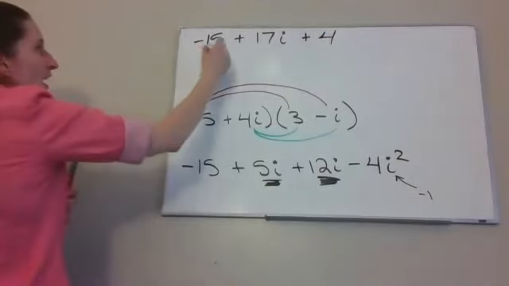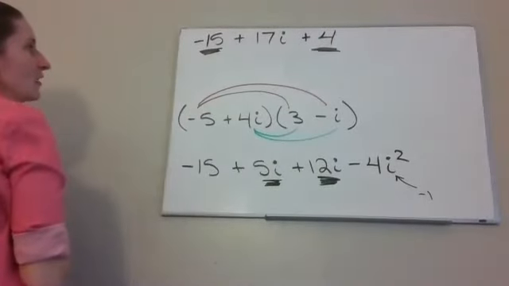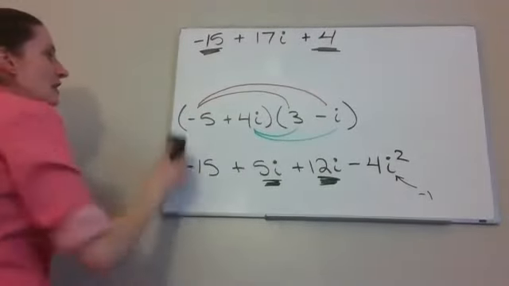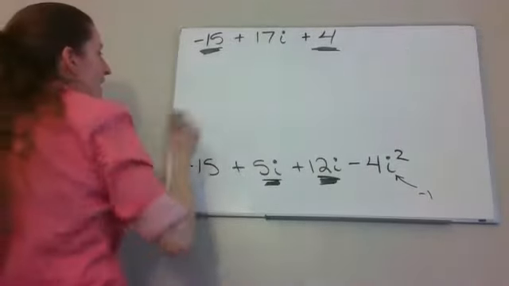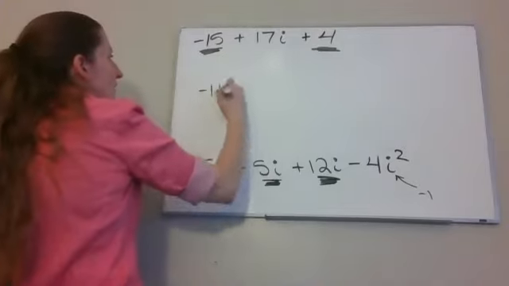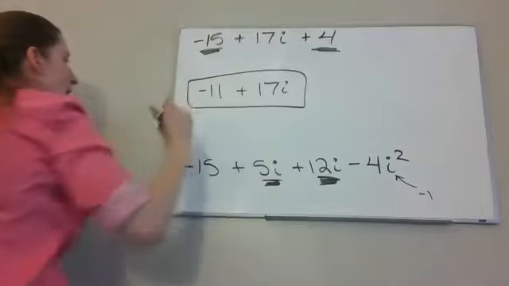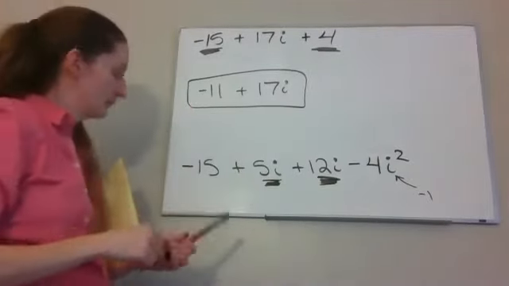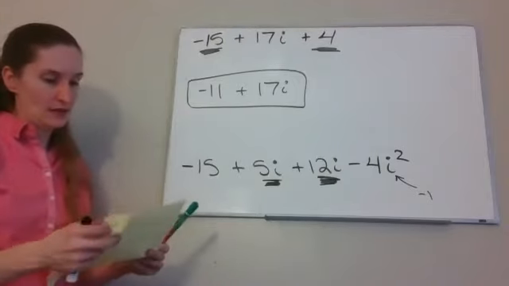And now look at that. I have numbers without i's that can be combined together. -15 plus 4 is -11. So I get -11 plus 17i. And it's in the correct form, a plus bi. All right.